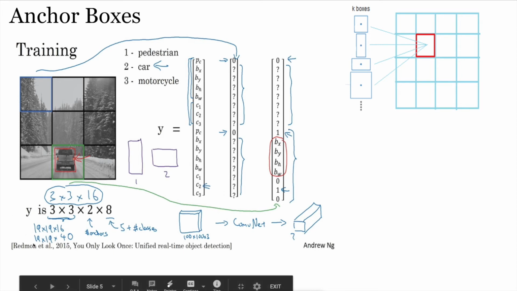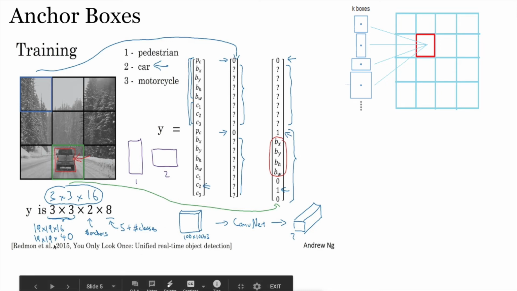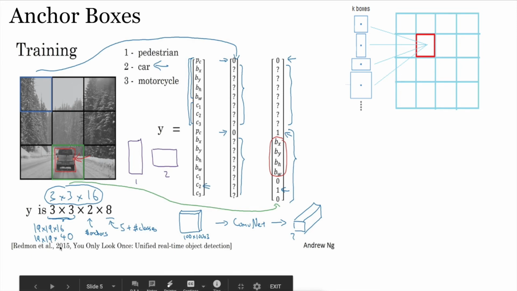So that is a 19 by 19 grid cell with 5 anchor boxes, which people generally use. It's not a benchmark, but datasets like VOC and COCO use 5 anchor boxes. So 5 into 8 is 40. So 19 into 19 into 5 anchor boxes into 8 outputs gives the total output.